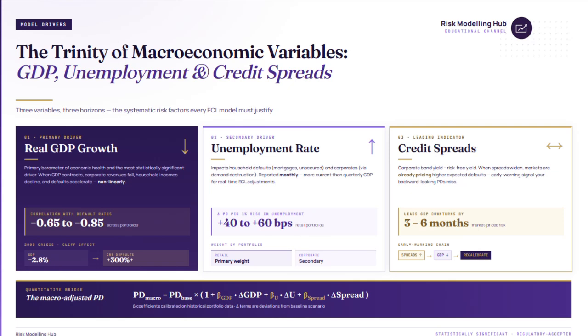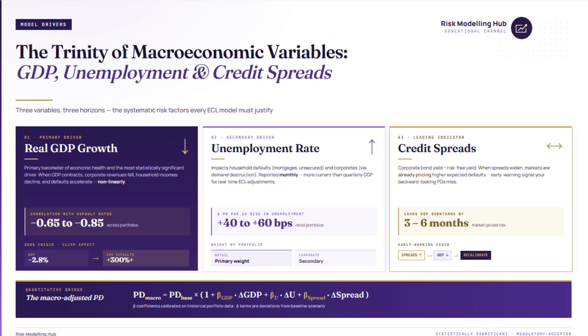Now, every credible ECL model needs three core macroeconomic variables, and we call them the Trinity. First is GDP, the real GDP growth, and this is the primary driver of economic health. GDP is statistically the most significant variable in credit models, and when GDP declines, defaults accelerate, and the relationship is non-linear, meaning the losses don't just go up gradually, they spike sharply.